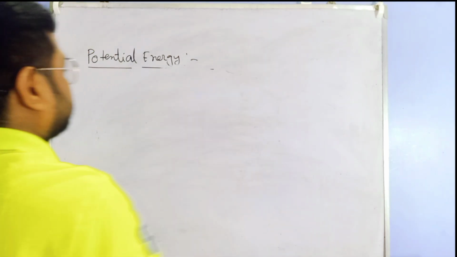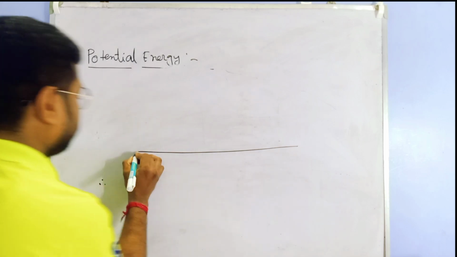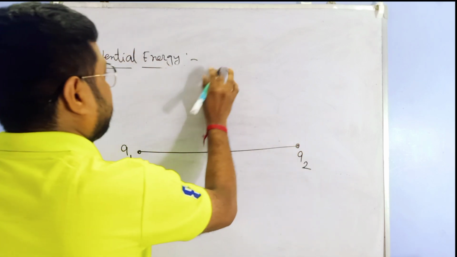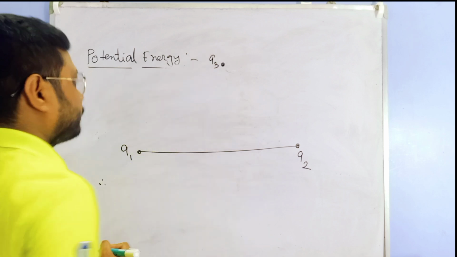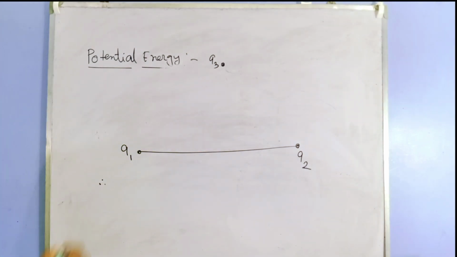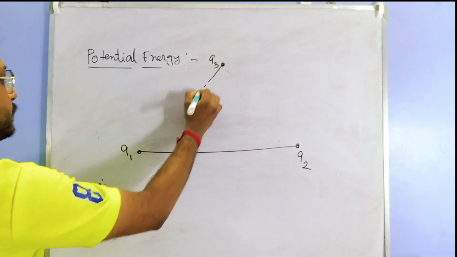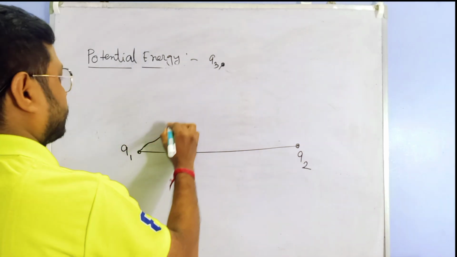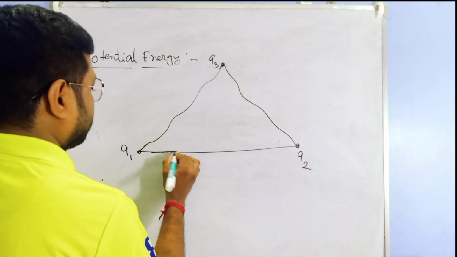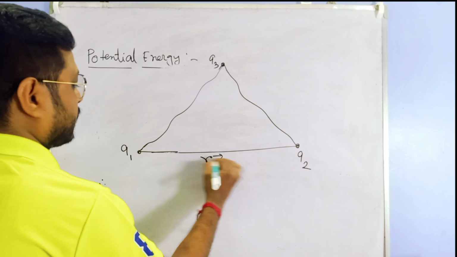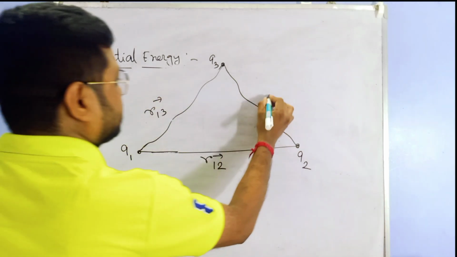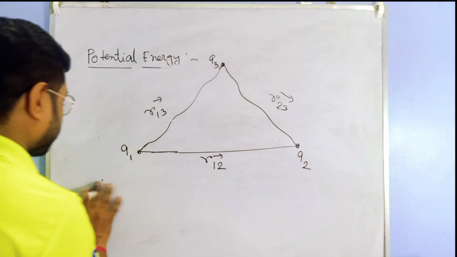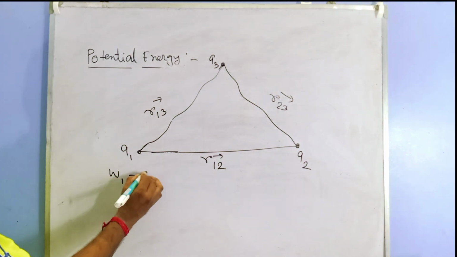Suppose we draw the picture again. Suppose this is Q1, this is Q2, and again a point Q3. Okay. So, if this distance is R12, this is R13, and this distance is R23. Okay. So, again, we can say that W1 equal to 0.